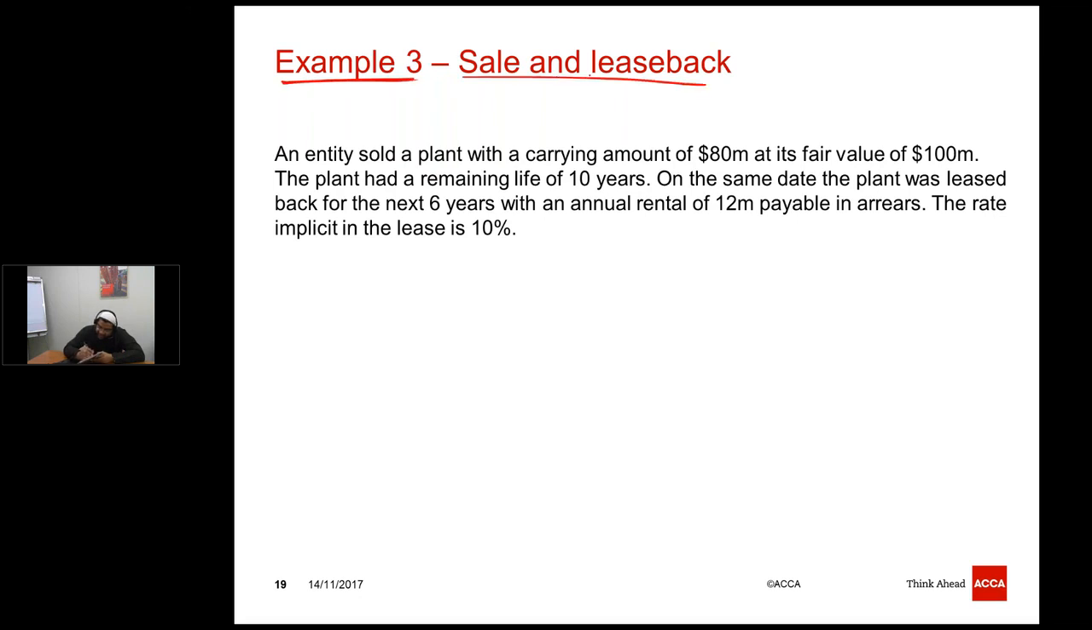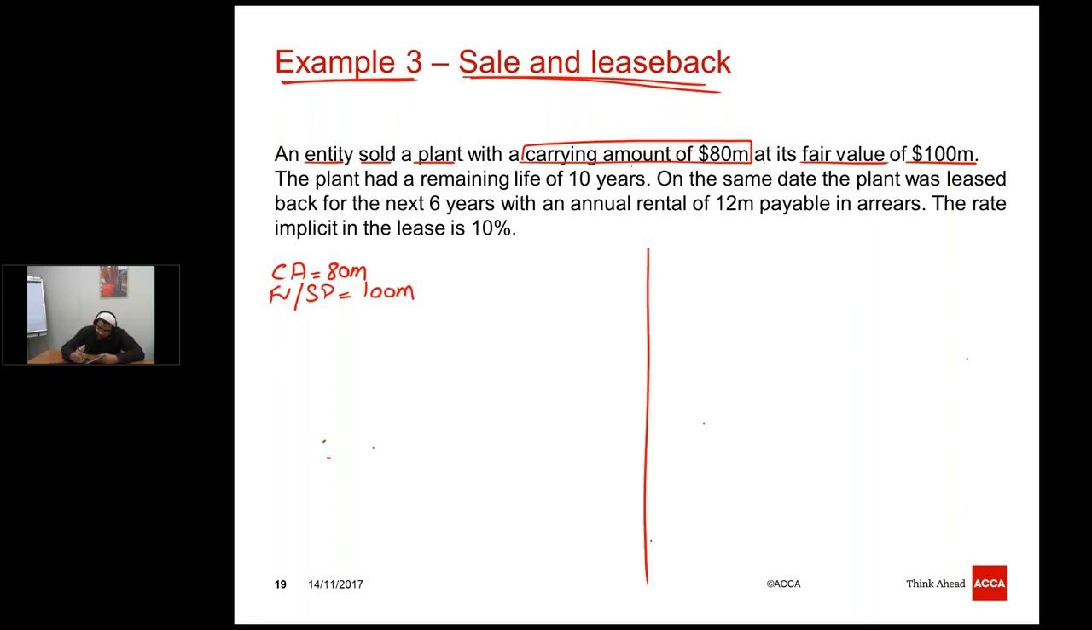This is example number 3, sale and leaseback transaction. The question says that an entity sold a plant with a carrying amount of $80 million and a fair value of $100 million. This is both the fair value and the sale proceeds. So if I prepare the entry, bank is debited by 100 and the asset is credited by 80. Asset gone of 80, cash received for 100.